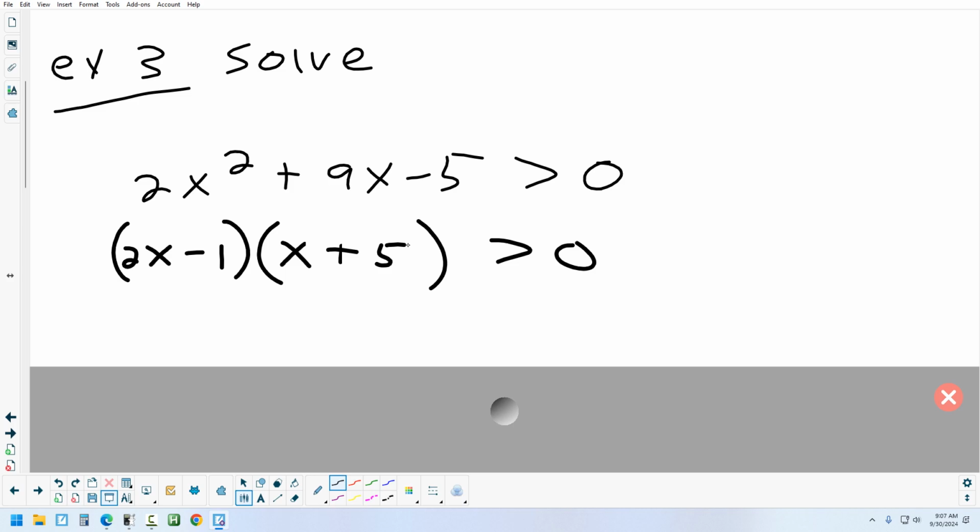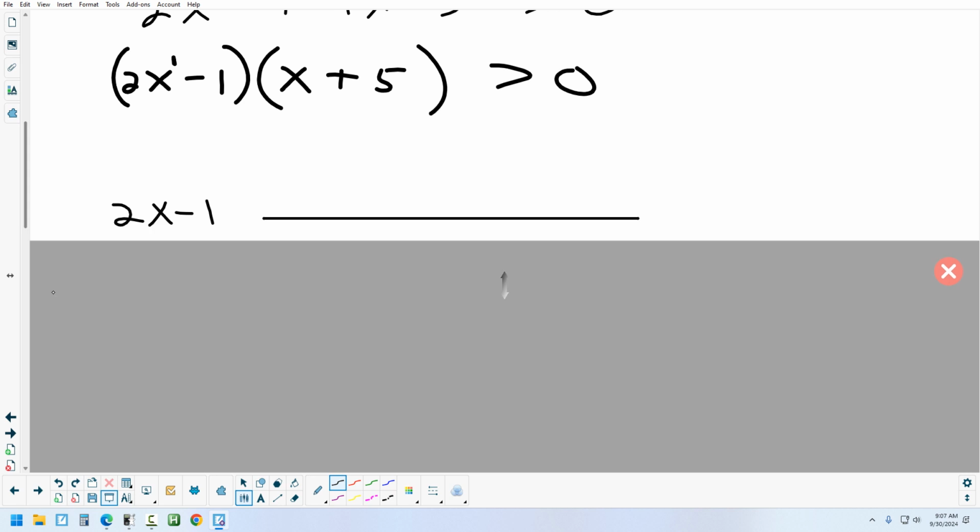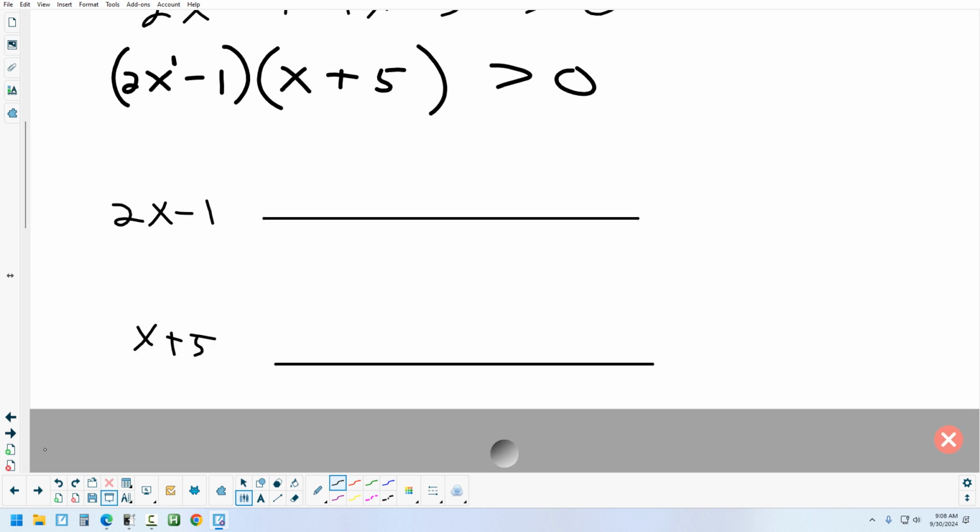Lucas, how many factors did I get there? Linear factors? Yeah, how many linear factors? Yep, I have 2 linear factors. Linear means that I just have a letter, it's to the first power, and then plus or minus a number. So we're going to make 2 number lines. We're going to make a number line for the 2x minus 1. We're going to make another number line for the x plus 5.